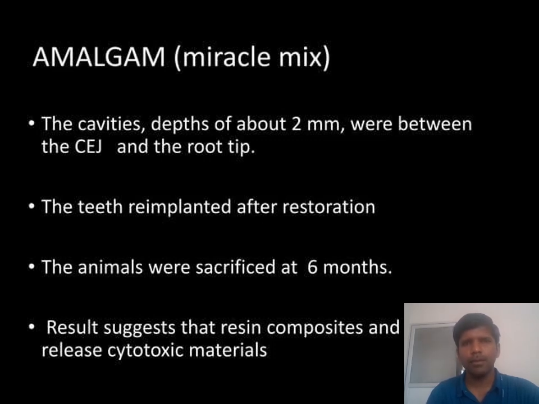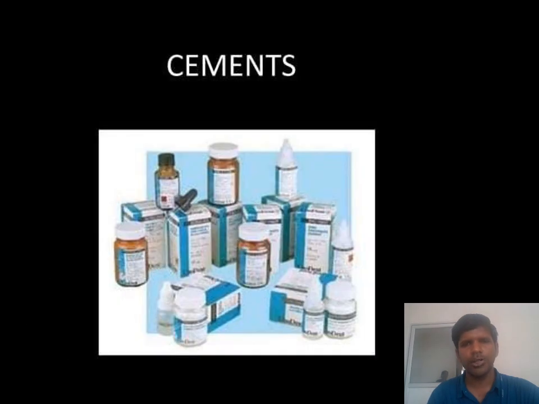In case of a study on amalgam, cavities with a depth of about 2 mm were made between the cementoenamel junction and the root tip. The teeth are reimplanted after restoration. The animals were sacrificed at 6 months, and results suggest that resin composites can release cytotoxic materials.